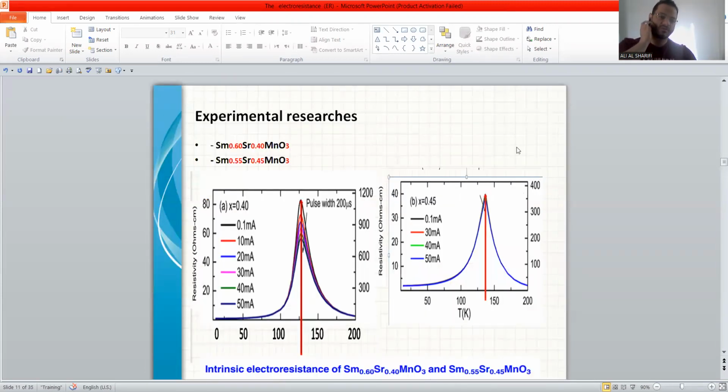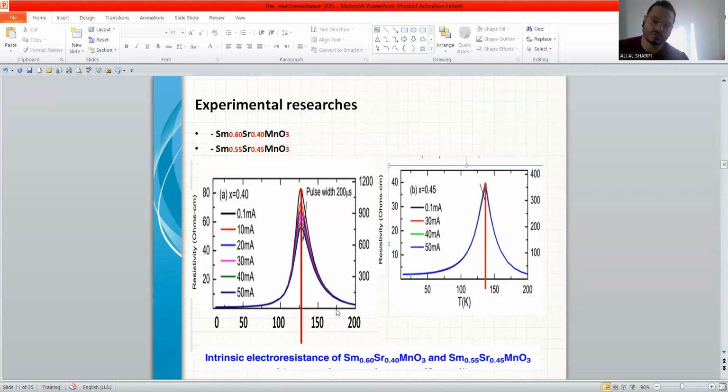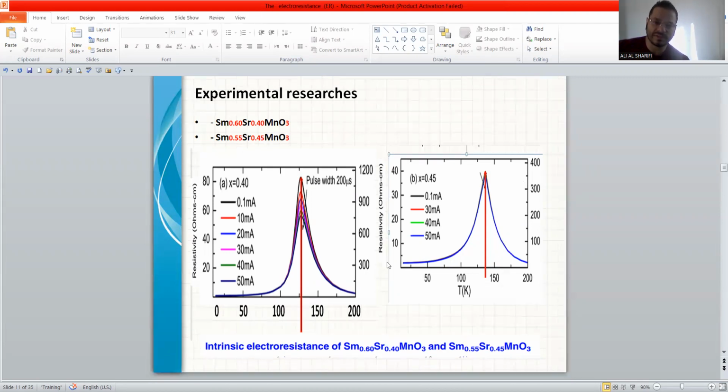Here, the first slide talks about the experimental research. Here we have actually the same component, but with different concentrations: 0.6, 0.55, 0.40, 0.45. Here we have two plots explained. The authors applied different amounts of current, starting from 0.1 microampere until 50 microampere. Start from the black one, that means the bigger one at the top.